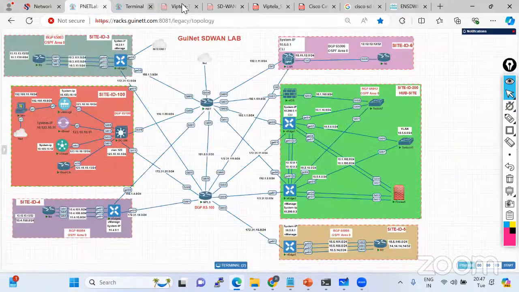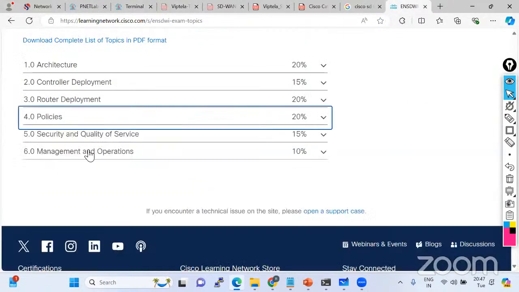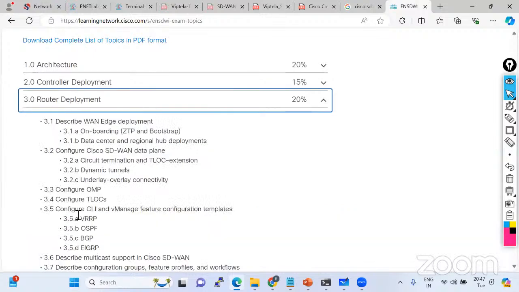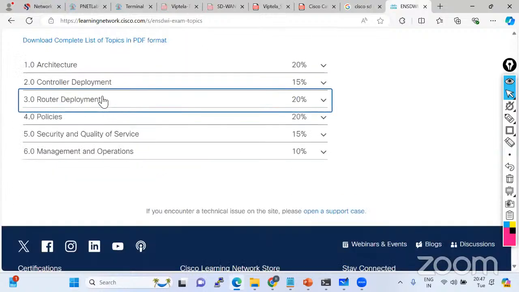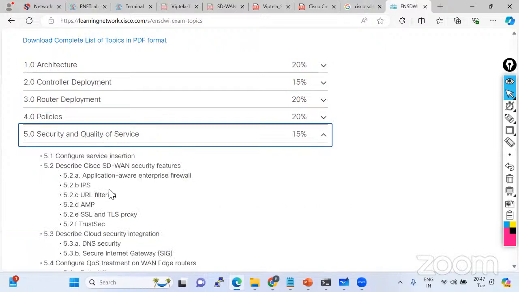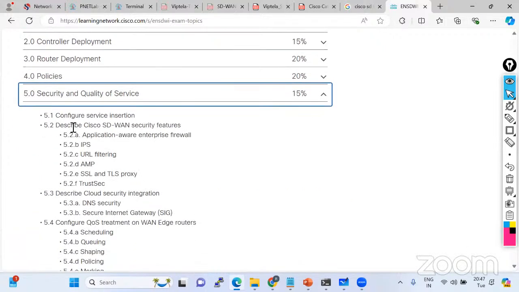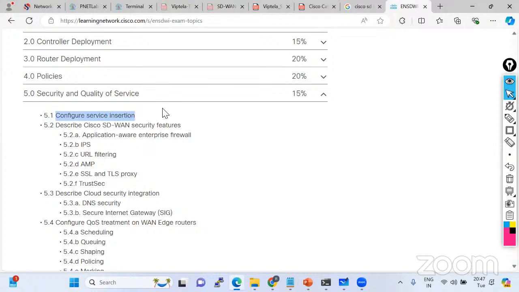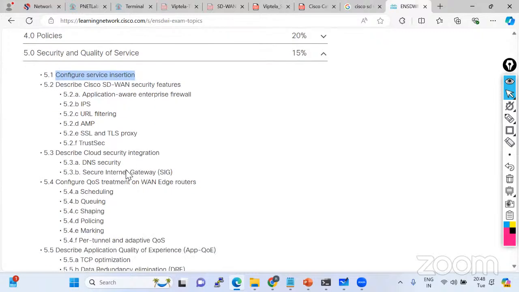Okay. And what else do we have? Policies, templates, definitely router deployment templates are also going to be there, right? Feature template and the device template. Security, we'll have to configure the service insertion. Okay, this is a security feature that we'll cover in the lab. But apart from the firewall feature, IPS, AMP, you don't have to do any kind of labs.